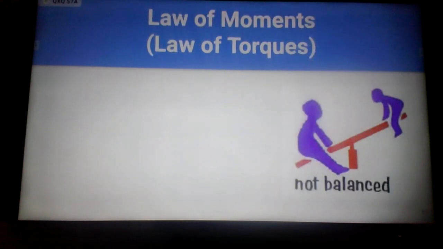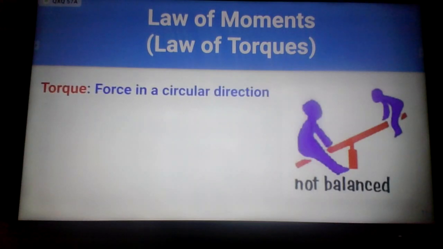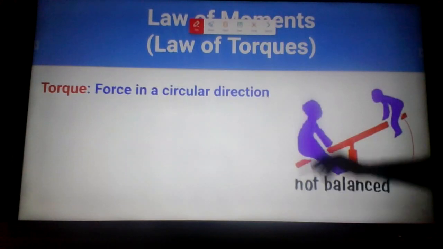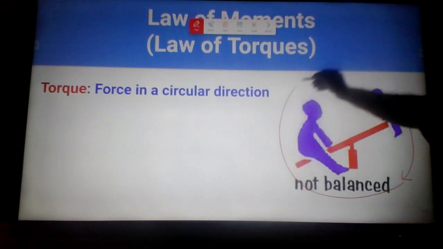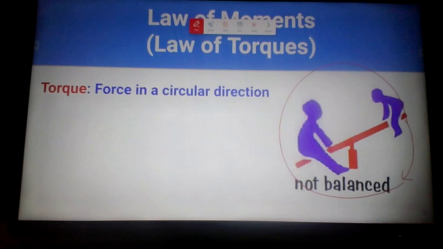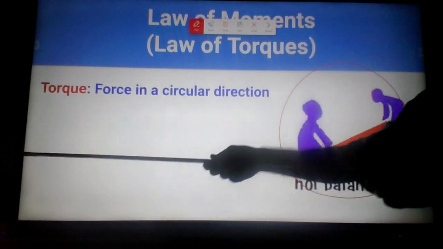Ready? Law of moments is actually another formula that we're going to work, and that has a second name as well, law of torques. And even in the same textbooks, you might see both of those terms used. Torque is force in a circular direction. So watch this kid here. If he was to go down, he would not actually go straight down. He would actually go more of a circular kind of down. And if this were to continue, we would eventually get a complete circle. Okay, watch this. Okay, I got my stick here.